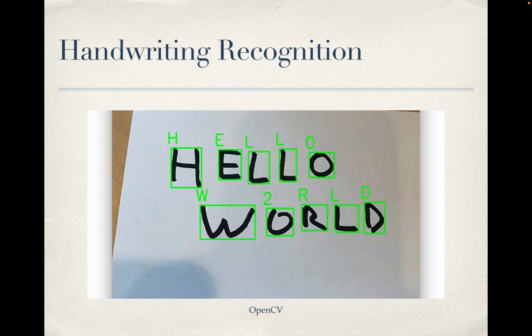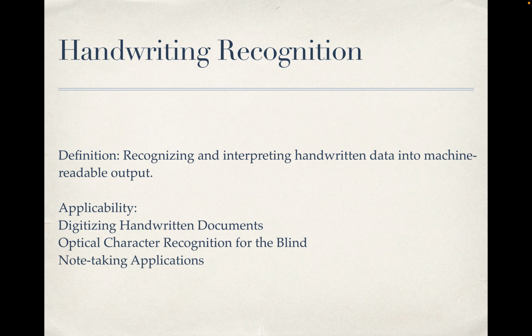And there's also handwriting recognition technology. So this is recognizing and interpreting handwritten data into machine readable output. Real life applications for this input method are digitizing handwritten documents. So people have used this for old documents that existed before typing. It's a good way of feeding large amounts of data into storage. The software can read human handwriting and interpret that into text.